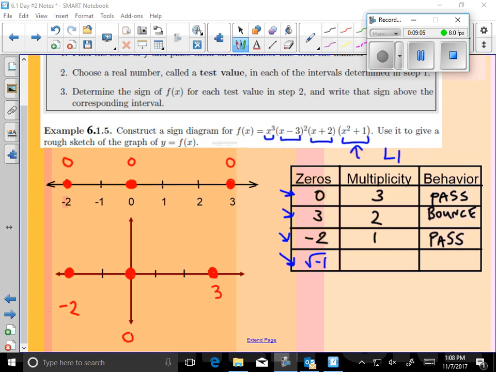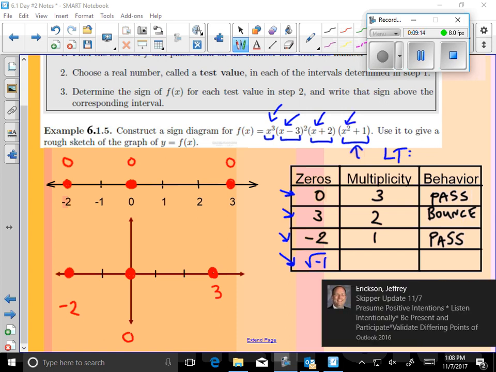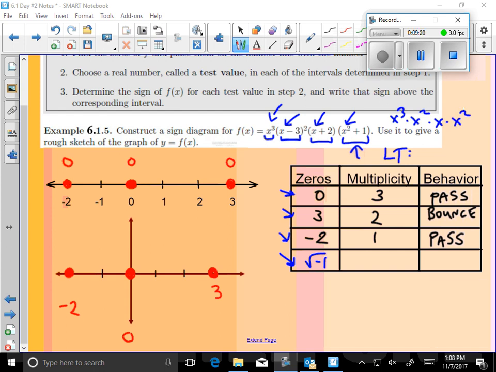Let's talk leading term. I have x cubed times x squared times x squared. What would that be? X to the 8th again. Oh gosh, come on, give us something different. Okay, so end behavior will look like this.